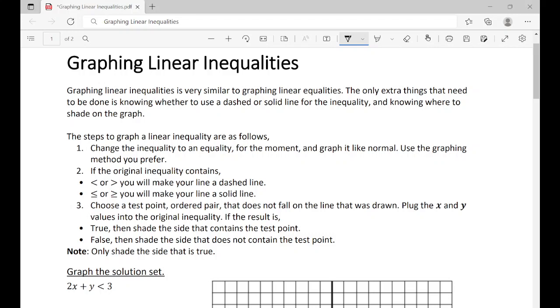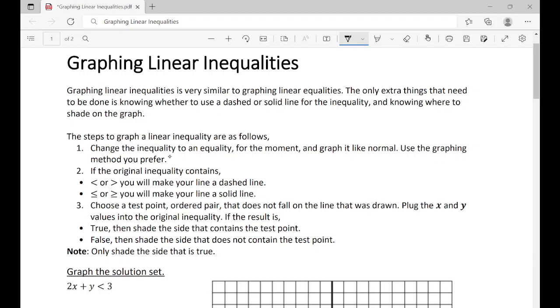Graphing linear inequalities is very similar to graphing linear equalities. The only extra things that need to be done are knowing whether to use a dashed or a solid line for the inequality and knowing where to shade on the graph. So here are the steps to graphing a linear inequality.